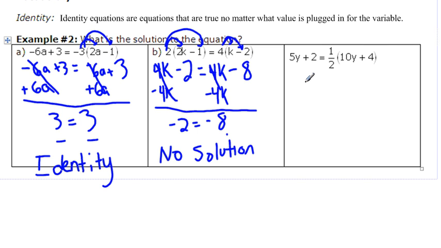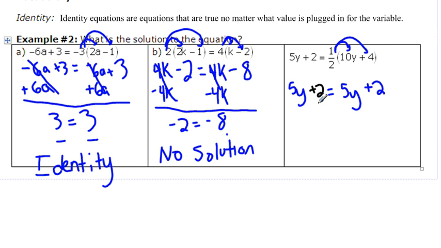So let's try one last problem. For the 5y plus 2 on the left side, I don't have to worry about distributing because there are no parentheses. On the other side, I'm distributing a fraction. That's okay, same process. 1/2 times 10 is 5, so I have 5y. 1/2 times 4 is 2, so I have plus 2.